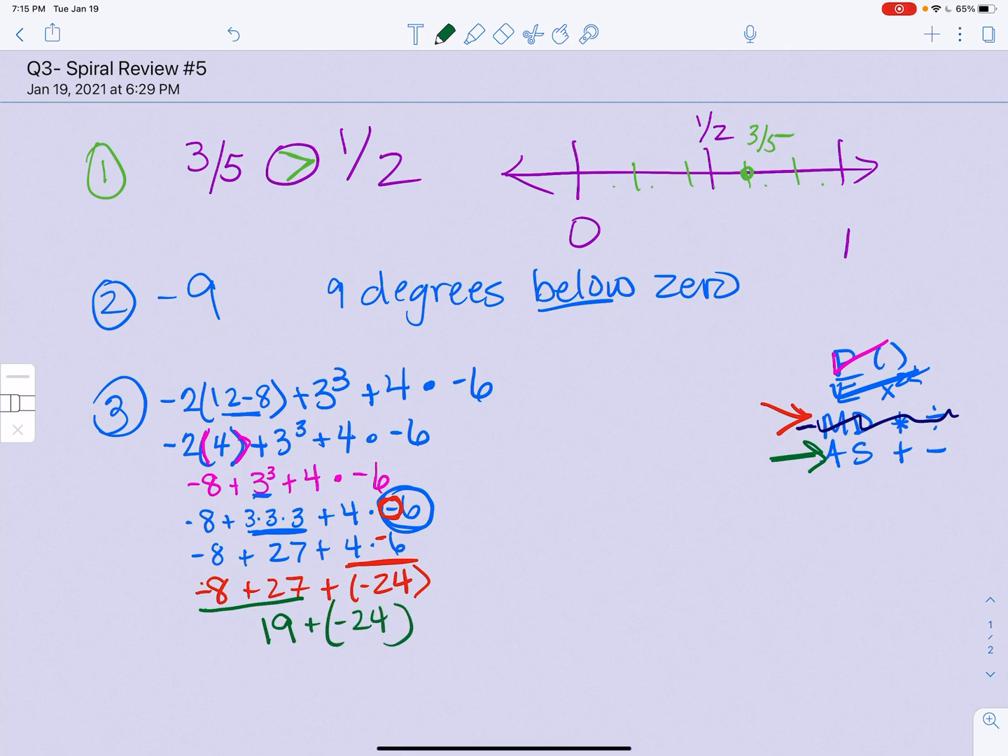Now I have to think about this one. You can either do those two together, or you can see this is a positive 19 over here, and this technically is a negative 24. So they're different signs, I'm going to subtract, and I get 5. But then I'm going to think, which sign was bigger? Which one was further from 0, the 24 or the 19? In this case, the 24 wins. So therefore, my answer is a negative 5.